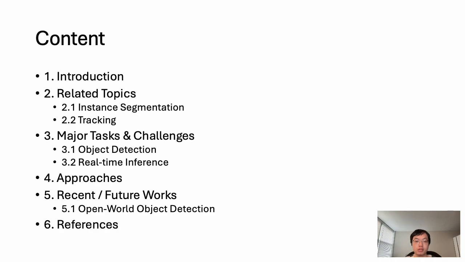Here is the content. I will first discuss the introduction of 2D object detection and its history. Also, I will discuss some related topics, including instance segmentation and tracking. Thirdly, I will discuss the major tasks and challenges, including object detection, the core task, and real-time inference. Next, I will discuss the approaches in 4 categories. And finally, I will discuss some recent and future works about open world object detection.